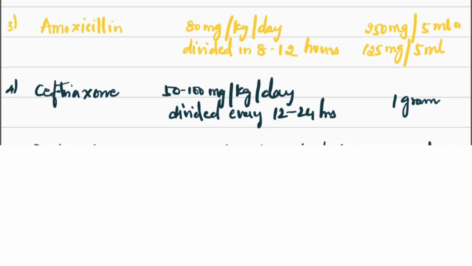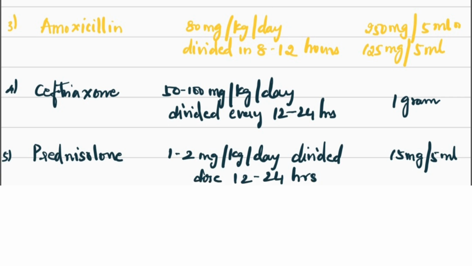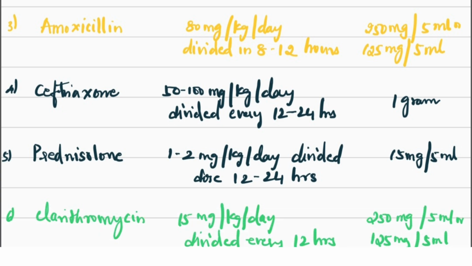Ceftriaxone is 50 to 100 milligrams per kilogram per day, divided every 12 to 24 hours. In the presentation form, it is 1 gram of the drug. Prednisolone, 1.2 milligrams per kilogram per day, divided dose into 12 to 24 hours. In presentation form, 15 milligrams is there in 5 milliliters.